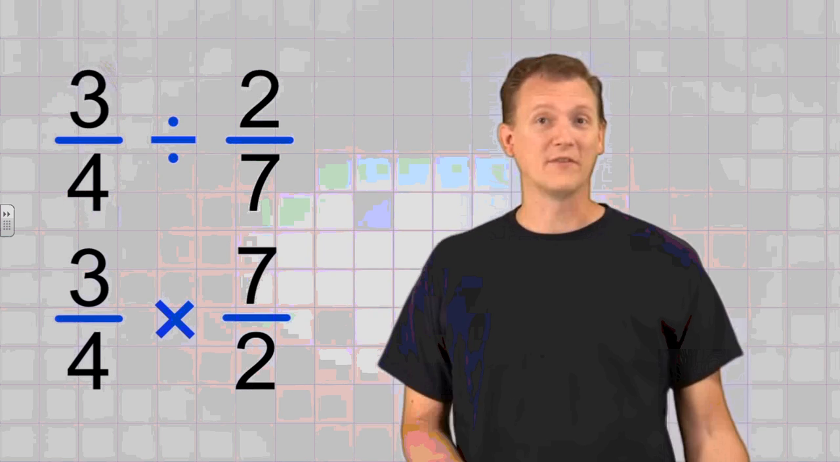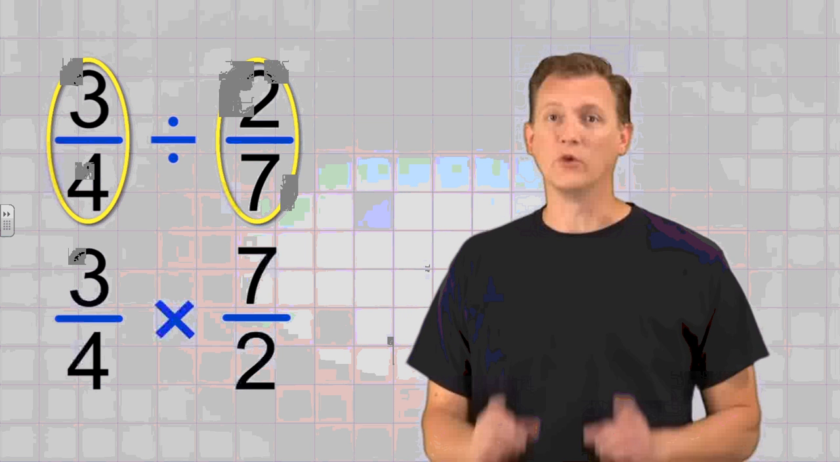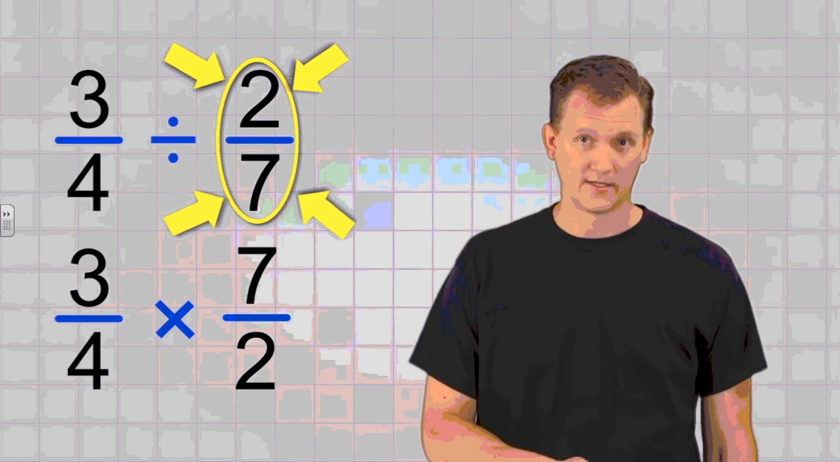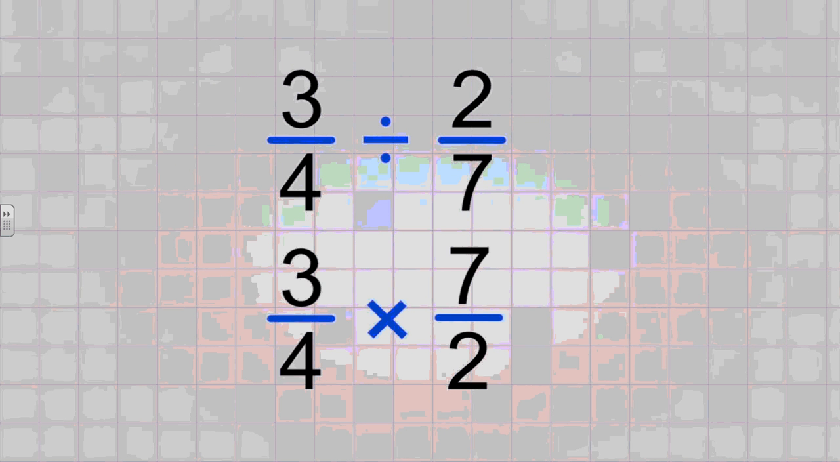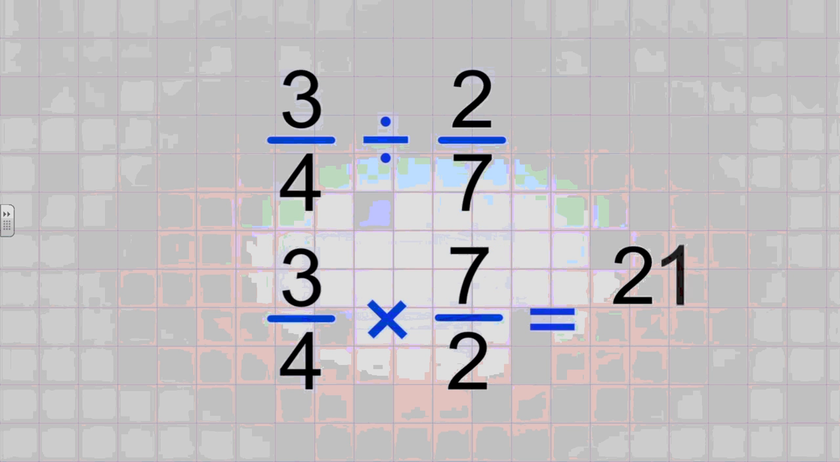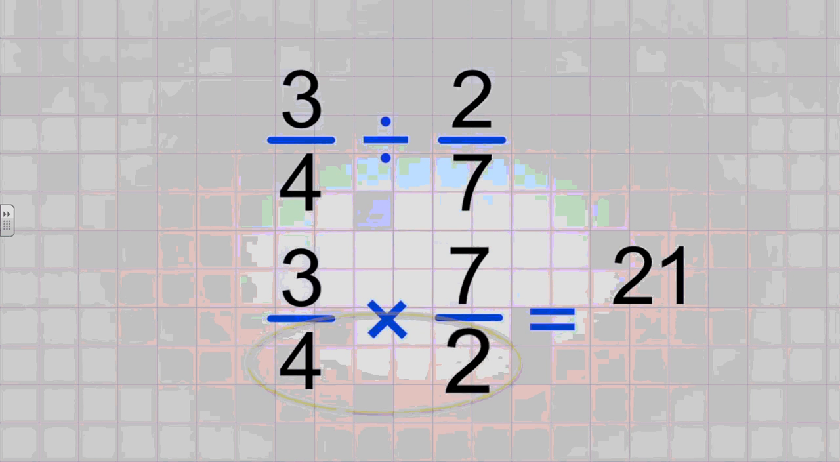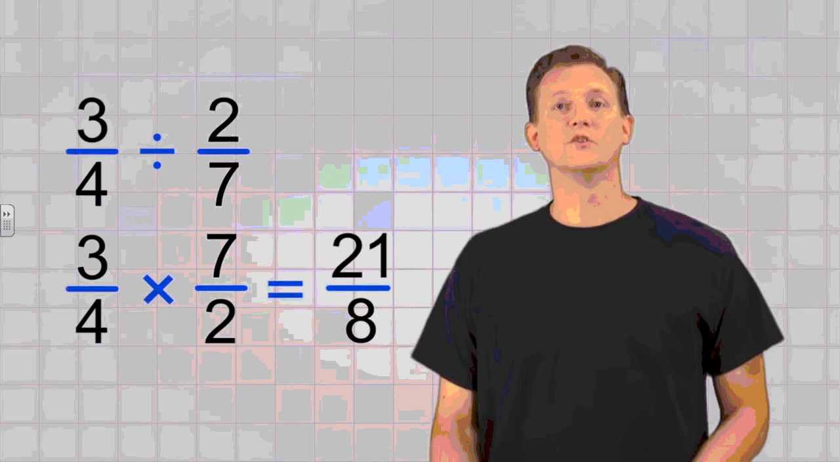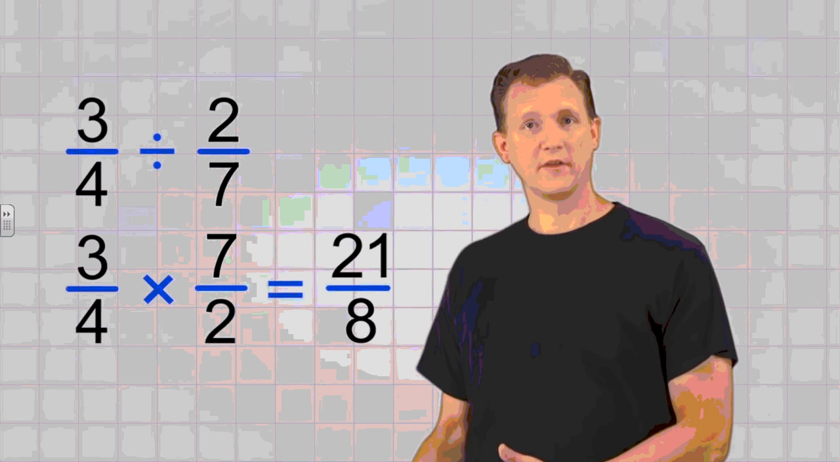Oh, I should mention a mistake that a lot of students make when they first learn to divide fractions. Sometimes students take the reciprocal of the first fraction, the one that's being divided, or even the reciprocal of both fractions. But you only want to take the reciprocal of the second fraction, the one you're dividing by. Now that our problem has been changed to multiplication, it's easy. Just multiply the tops: 3 times 7 equals 21. And multiply the bottoms: 4 times 2 equals 8. So 3/4 divided by 2/7 is 21/8.